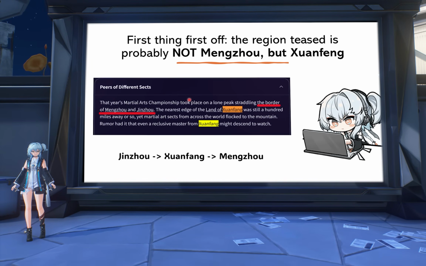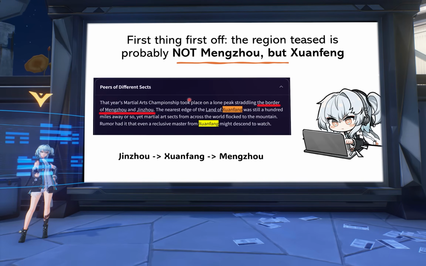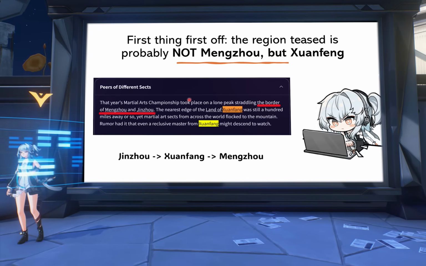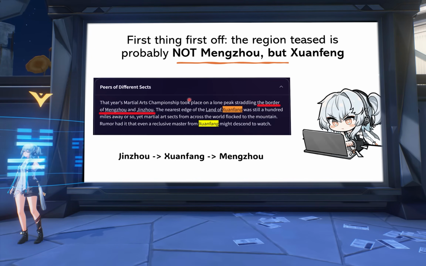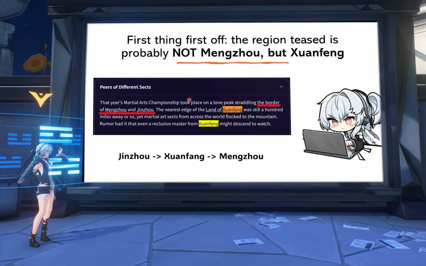Because if you have a quick look at Buling's law, you'll know that there's actually a little land or a province in between Jinzhou and Mengzhou, and that is the land of Xuanfang, right? Xuanfang is kind of like the passageway between Mengzhou and Jinzhou, and you can actually know that if you look at the Jinzhou law, because when Jinzhou was being defended by the six cities, they had to send forces through Xuanfang, right?